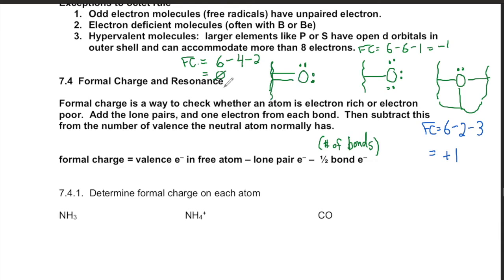So atoms are the most stable when they have a formal charge of 0, which is why we say that oxygen, in most compounds, we should draw it with 2 bonds and 2 lone pairs because that is what it prefers.